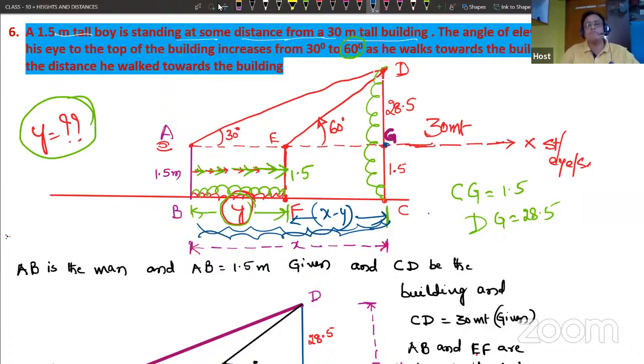So what is the final question here? Read this question now. What is the question we need to find out here? Look at here.